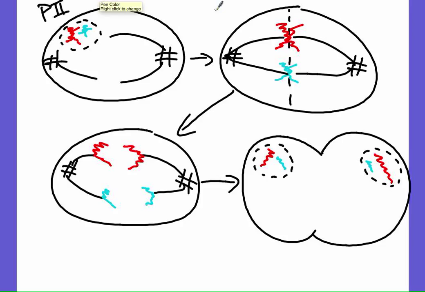Probably need some labels. Remember, this is metaphase 2, Roman numeral 2, anaphase 2, telophase 2 / cytokinesis 2. But at the end of the day, when you look at this picture, it looks the same as the picture last chapter, right? But there is technically a difference.